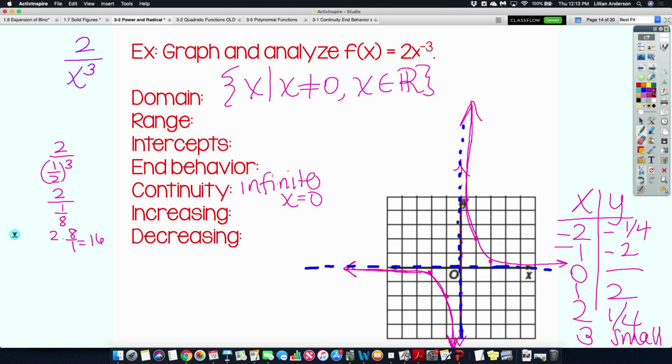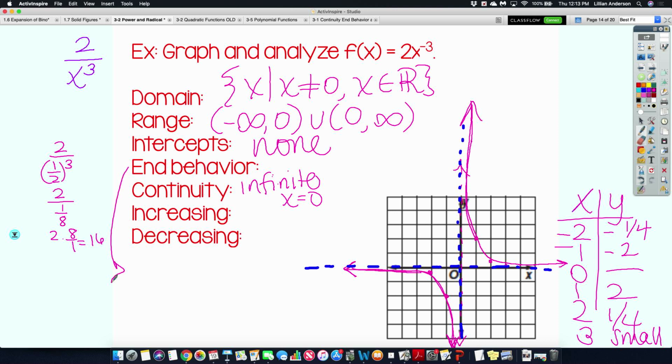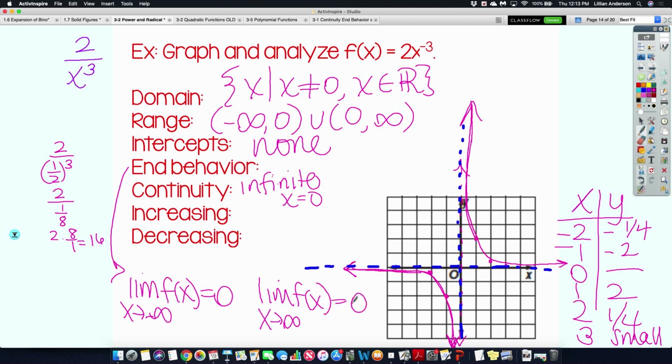So it's like it restricts both the domain and the range. So the range is negative infinity to 0, with 0 not being included, and 0 to infinity. Both of these will have asymptotes. And you said what? No intercepts. My end behavior. What's my left end behavior? What number? 0. And my right end behavior? Very good. Already did the continuity.